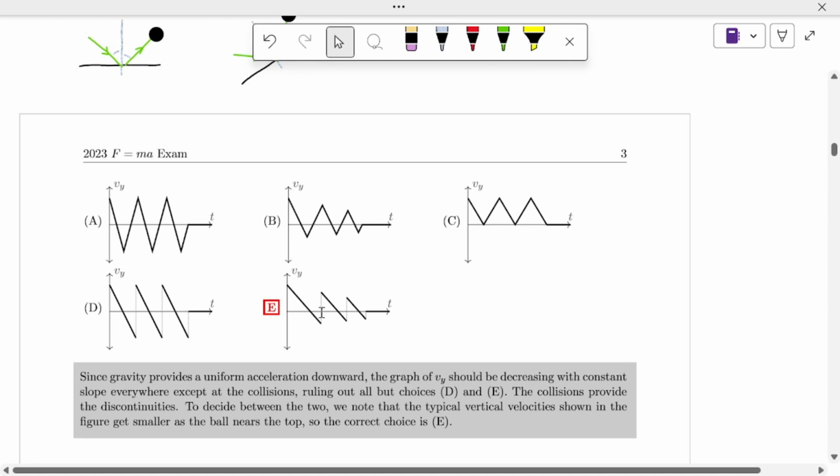Look at solution E. It seems that when it bounces to the positive velocity, the magnitude becomes a little higher. That may be counterintuitive, but it's probably right.